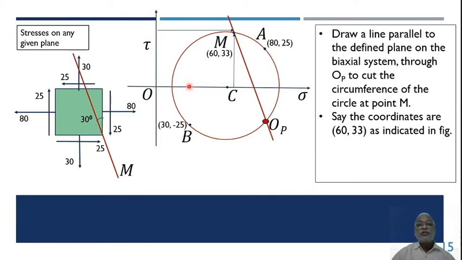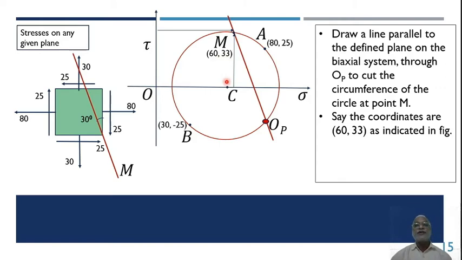It is horizontal distance along the x-axis. How is it 33? It is along the vertical axis. So that measurement is 33 and this measurement is 60. That's why the coordinates of this point are 60 and 33. But when you have coordinates like that, what is the meaning? The meaning is quite simple: this is a normal stress, this is shear stress.